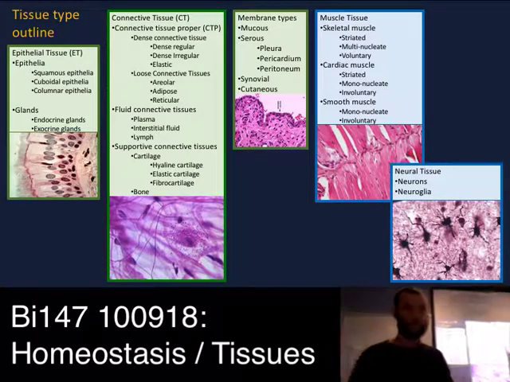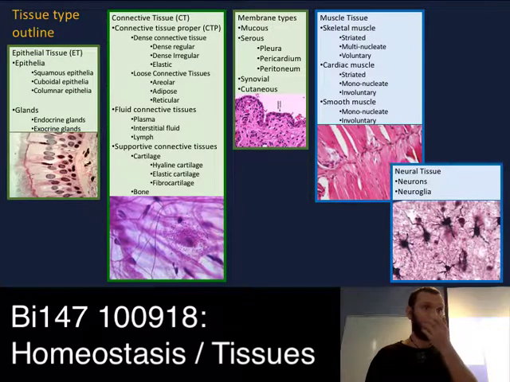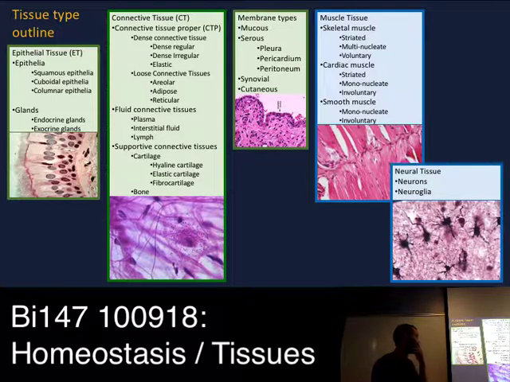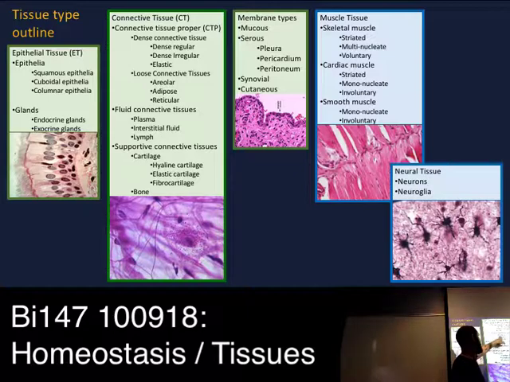Yeah? So the only ones that we need to be able to recognize on the slides are areolar, adipose, dense regular, hyaline, and fibrocartilage. That's right. And bone. I showed you a slide of bone. Yeah. Okay. I think that's right. Those were the CTs I gave you, because I didn't give you any ET. Yeah, bone, hyaline, fibro, areolar, adipose, and dense regular. Yep, and then I didn't give you any excitable tissues.